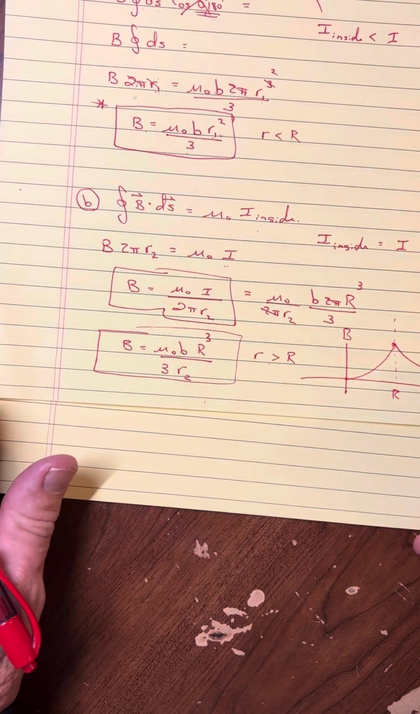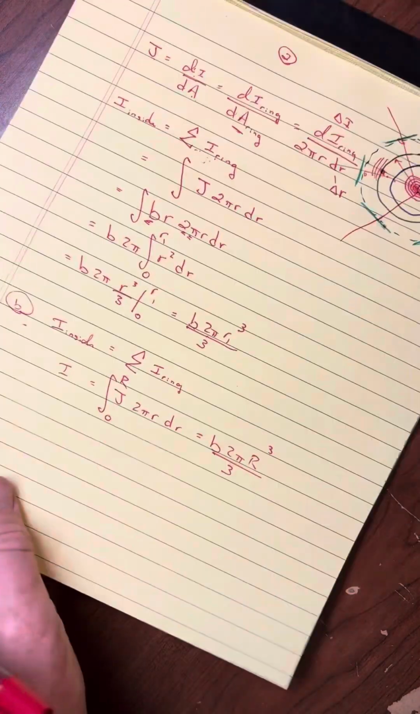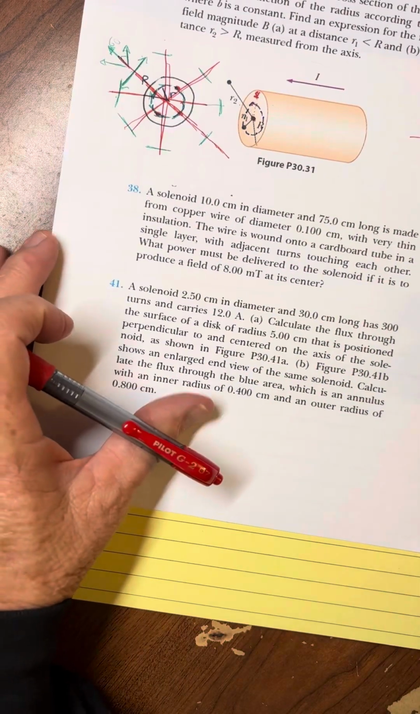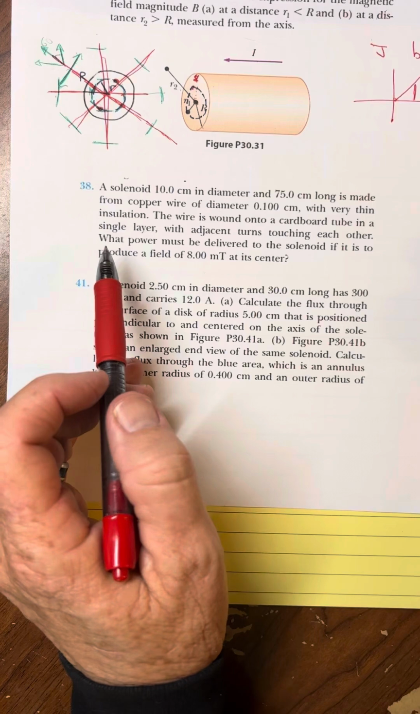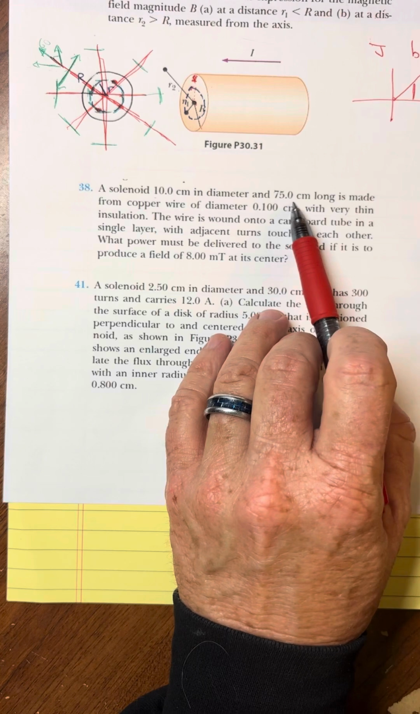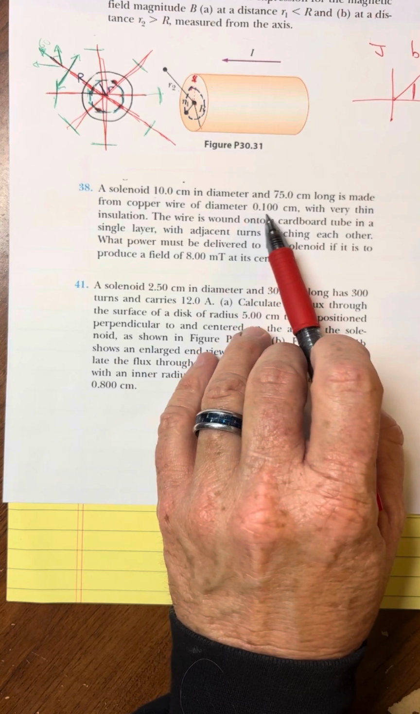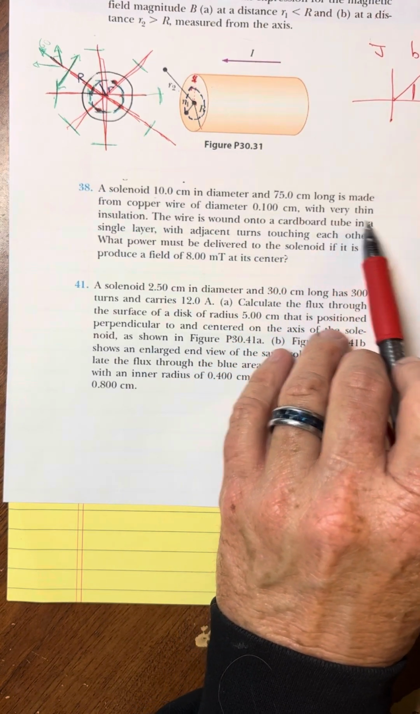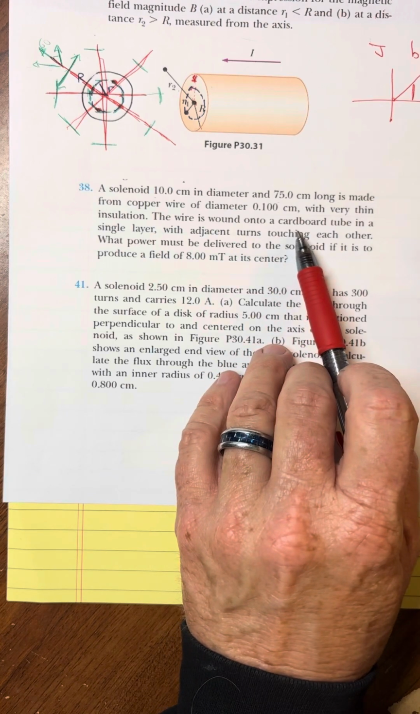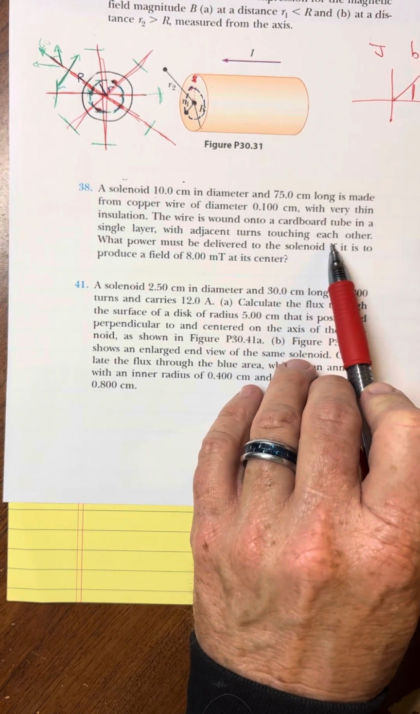All right, well, I took probably way too long on that, but hopefully the details helped. Let's try another example. The second one I said I would do is number 38 in this video. And so 38 says that a solenoid that is 10 centimeters in diameter and 75 centimeters long is made from copper wire that has a diameter of 0.1 centimeters with very thin insulation. The wire is wound onto a cardboard tube in a single layer with adjacent turns touching each other.